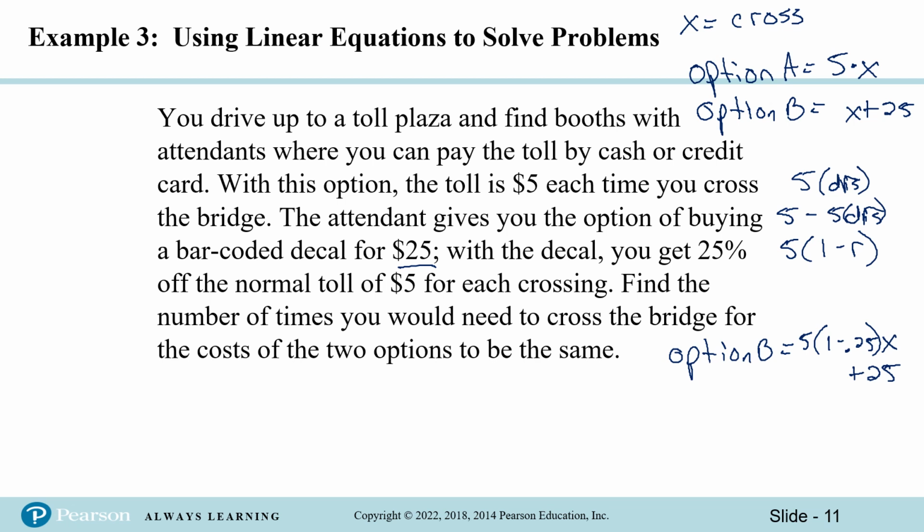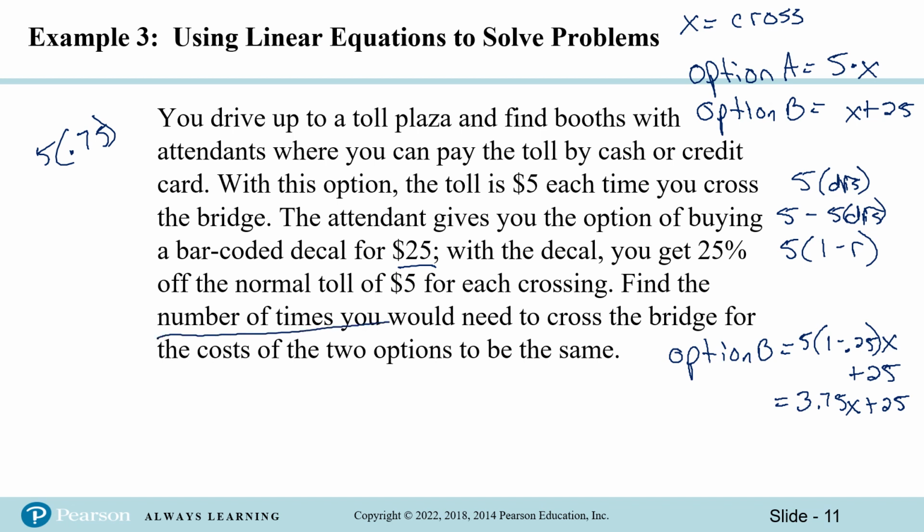Okay. Well, if you take 1 and subtract 0.25, you get 0.75. And if you multiply 0.75 times 5, offhand, I don't know what that is. Let me, times 5, I get 3.75. So $3.75 each time I cross, plus the initial $25. That's option B.